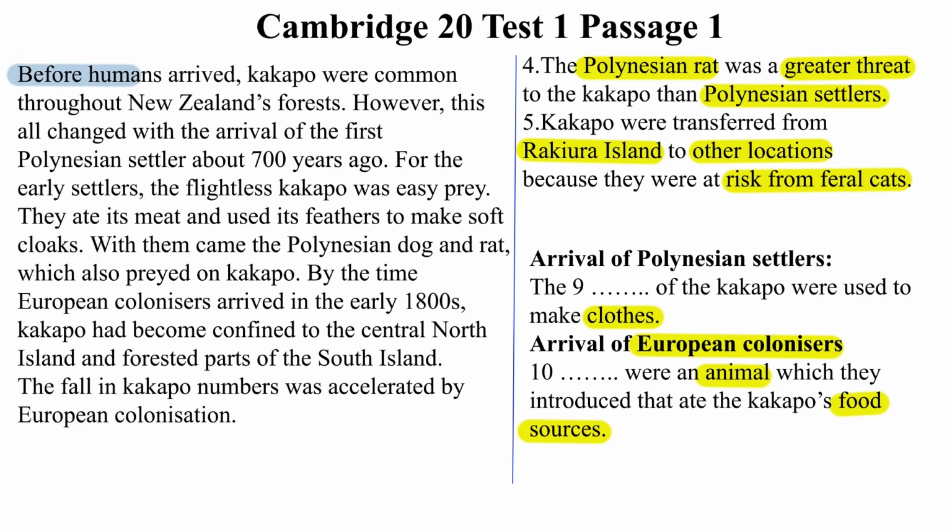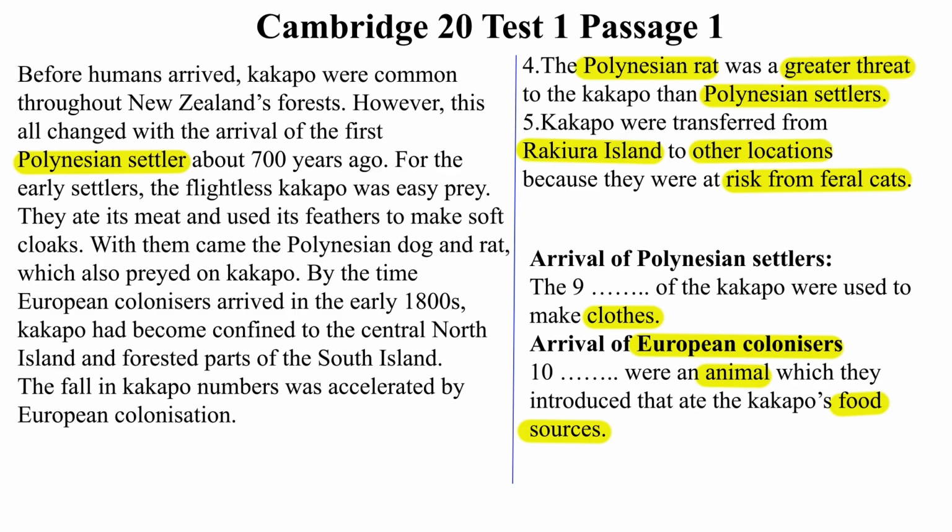Before humans arrived, kakapo were common throughout New Zealand's forest. However, this all changed with the arrival of the first Polynesian settlers about 700 years ago. Here, Polynesian settlers is our keyword, but rat is still missing for question number 4. And it is a hint for question number 9. So to solve question number 9, we need to find out clothes.